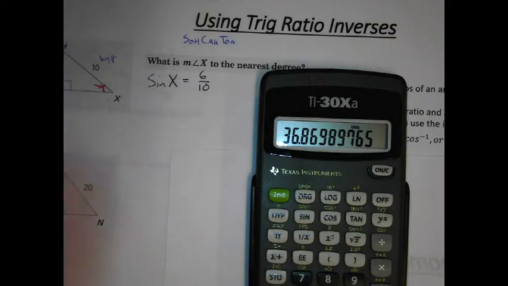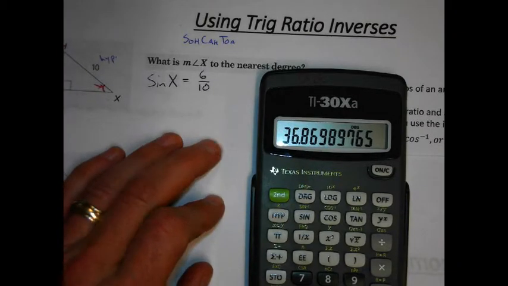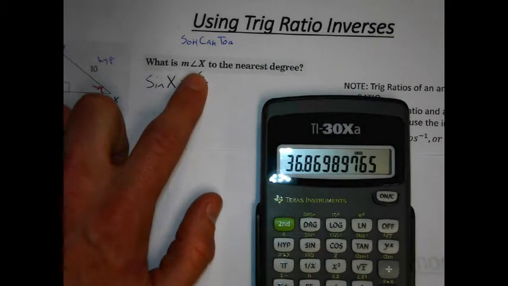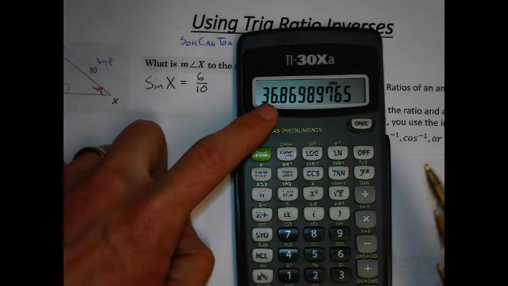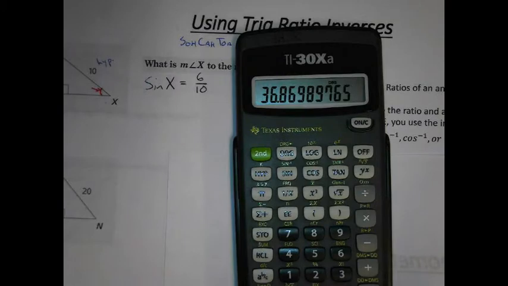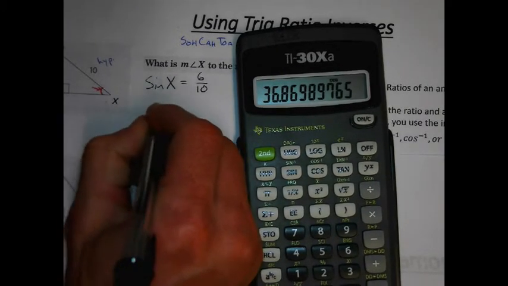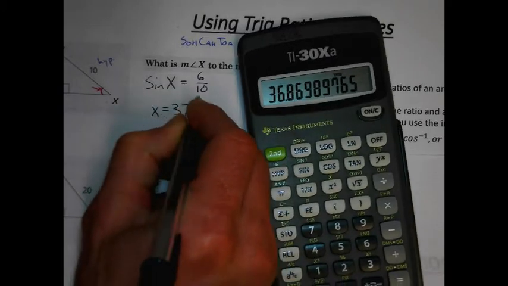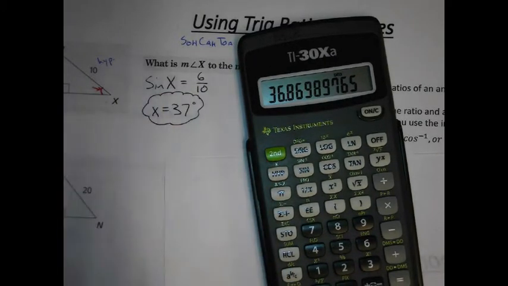So that's how that works. Remember, we can use the inverse function to find a degree measure. So what is the measure of angle x to the nearest degree? 36.8 means we're going to bump that up to 37. So the measure of angle x is 37 degrees to the nearest degree.